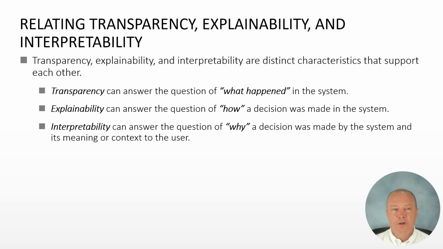So to put it all together, transparency, explainability, and interpretability are distinct characteristics that support each other. Transparency can answer the question of what happened in the system. Explainability can answer the question of how a decision was made in the system. Interpretability can answer the question of why a decision was made by the system and its meaning or context to the user.